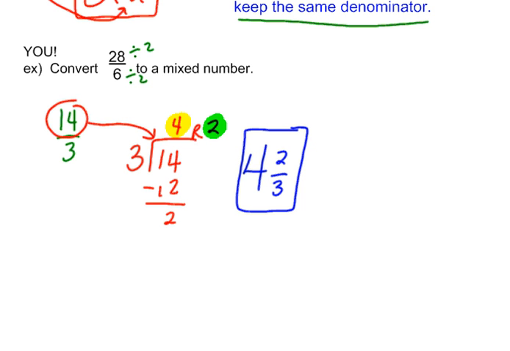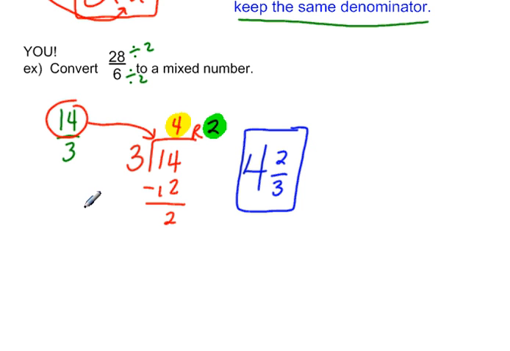I got 4 2/3. Let's see how that happened. First step, I reduced and divided top and bottom by 2 because I noticed that they were both even numbers, which means they're divisible by 2. So 28 turned into 14, and 6 divided by 2 is 3.